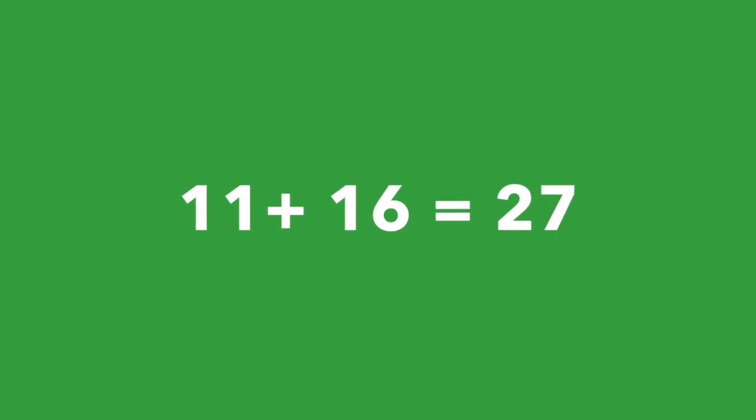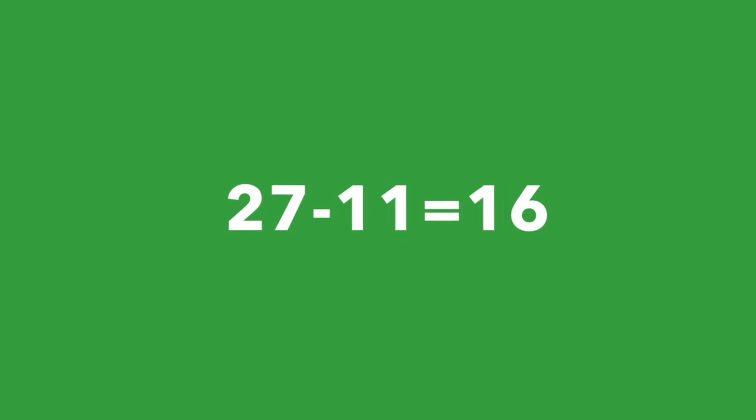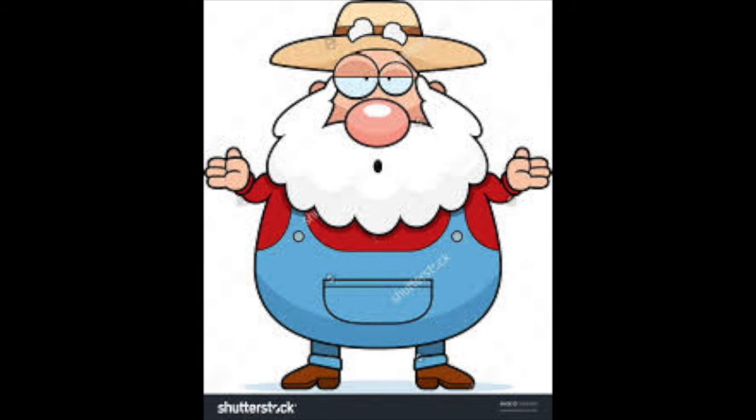If Mr. Matcha had 27 carrots and 11 were eaten, then he would be left with 16. That sounds right to me. This makes sense because 11 plus 16 equals 27 and 27 minus 11 equals 16. Now we know how many carrots he had in the beginning before those smart bunnies came and ate a little less than half of his carrots.